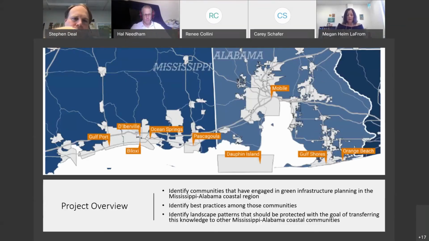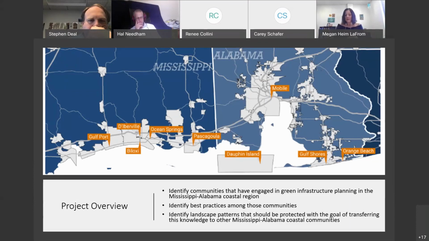So this project's a collaboration between faculty from Auburn University's Community Planning Program, as well as our Landscape Architecture Program. We had some assistance from the Geosciences Department, as well as local and regional partners in the Mississippi Coastal Region, including the cities of Biloxi, Gulfport, Ocean Springs, Iberville, and Pascagoula in Mississippi, and Mobile, Gulf Shores, Orange Beach, and Prichard in Alabama, as well as several regional and state level planning entities.